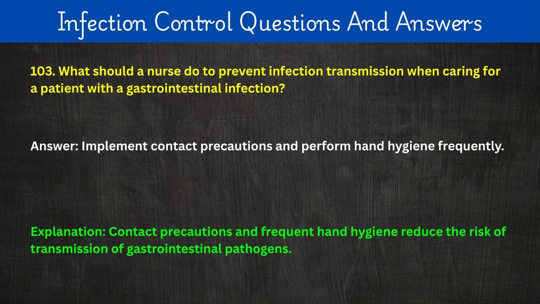103. What should a nurse do to prevent infection transmission when caring for a patient with a gastrointestinal infection? Answer: implement contact precautions and perform hand hygiene frequently. Explanation: contact precautions and frequent hand hygiene reduce the risk of transmission of gastrointestinal pathogens.